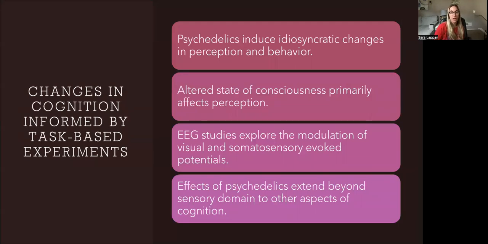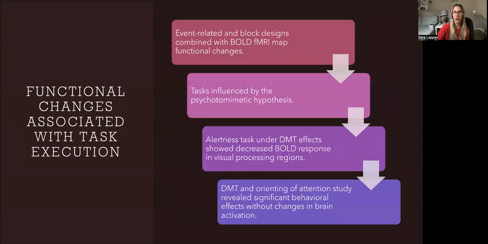Psychedelics induce idiosyncratic changes in perception and behavior. That's what an altered state of consciousness means, because it primarily affects perception. EEG studies explore the modulation of visual and somatosensory evoked potentials. So we're looking at how we're feeling, some of that kinesthetic awareness as well, along with the visual field. And the effects of psychedelics extend beyond the sensory domain into other aspects of cognition. So this is what we're talking about when we talk about insight related to the psychedelic experience.